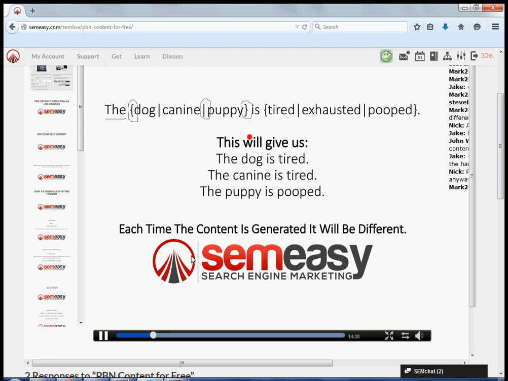Basically all word spinning or spun content is, is that it will replace one word with any other word that you put in the middle of those brackets and separate with the pipes, okay? So the word dog, canine, or puppy, all of them make sense.